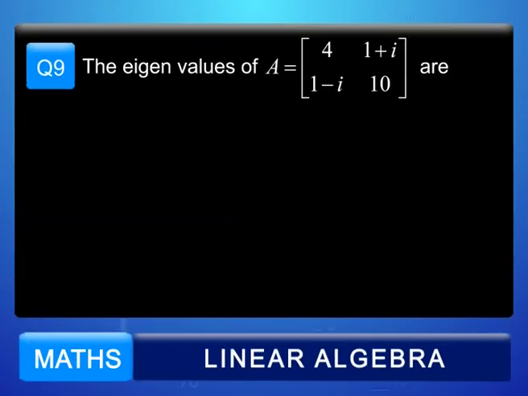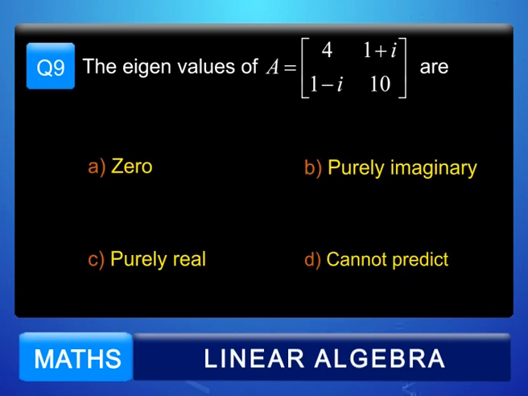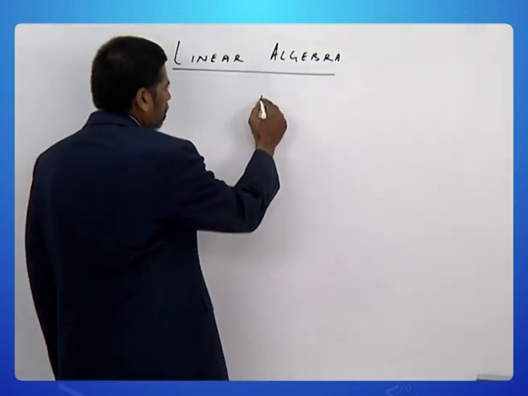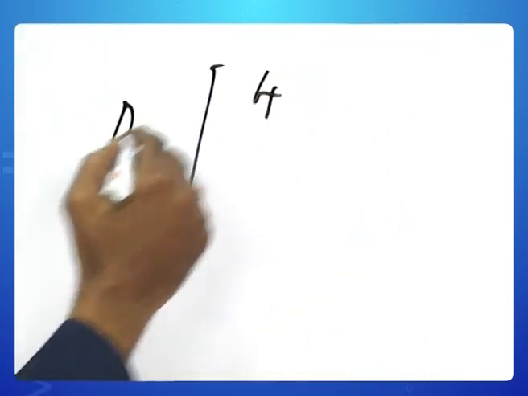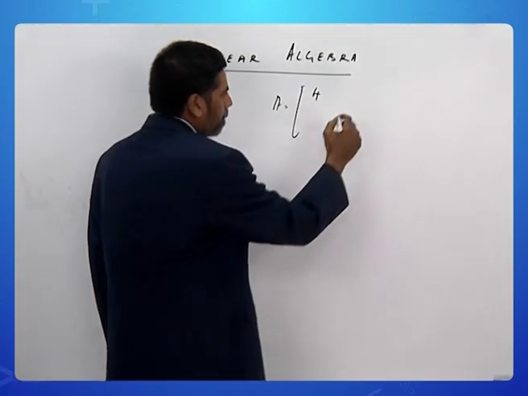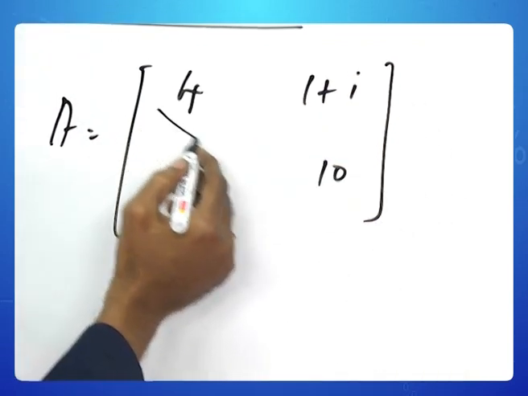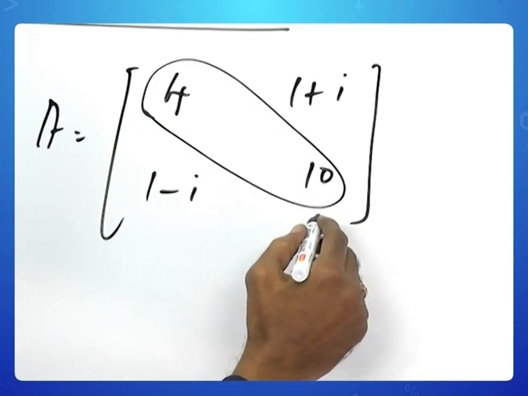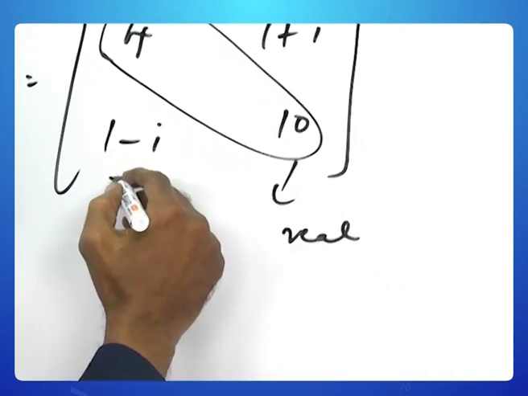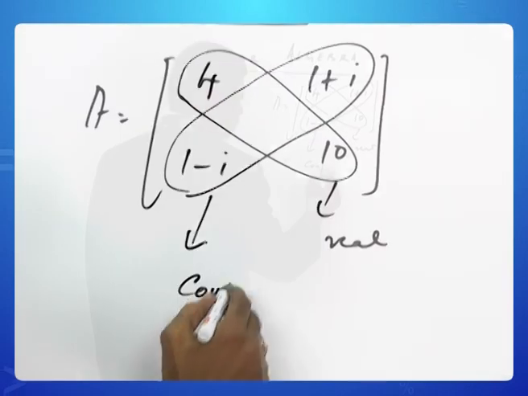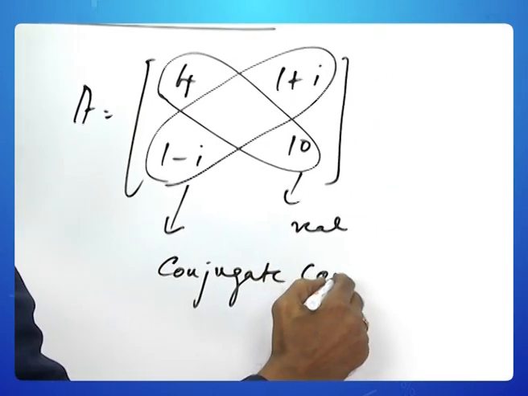Question number 9. The eigenvalues of the matrix A is equal to 4, 1 plus i, 1 minus i, 10 are of what nature? Now, if you carefully look at this matrix, A is equal to 4, 1 plus i, 1 minus i, 10. The diagonal elements are real. These are real. And the cross diagonal elements are conjugate complex numbers.